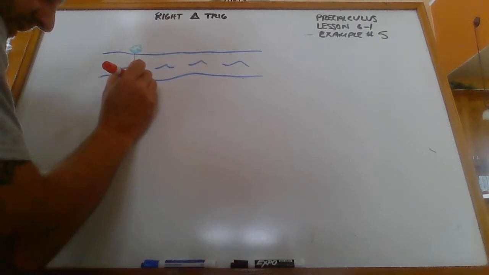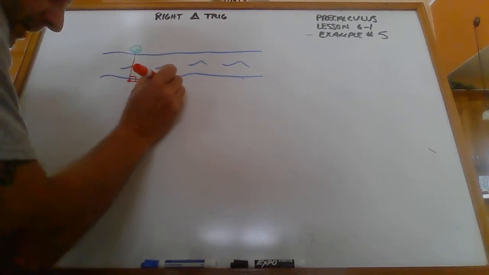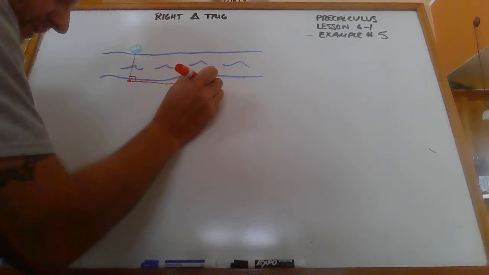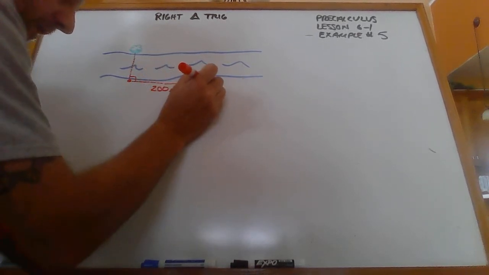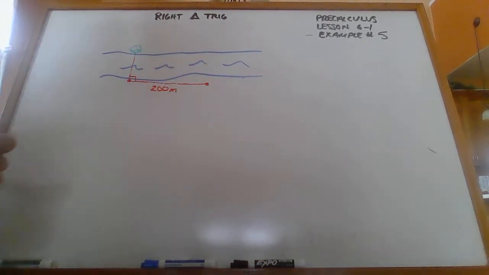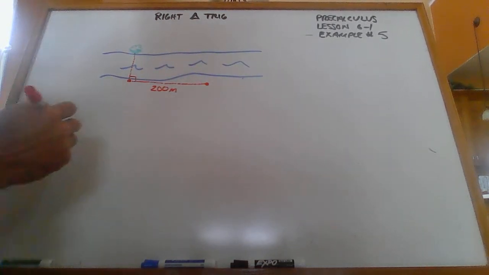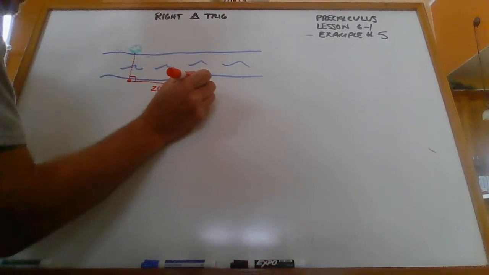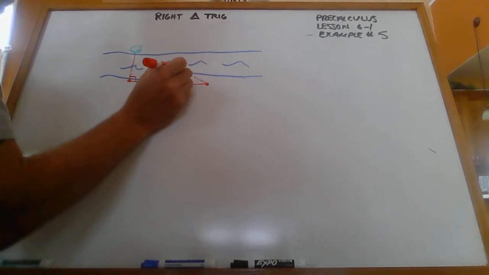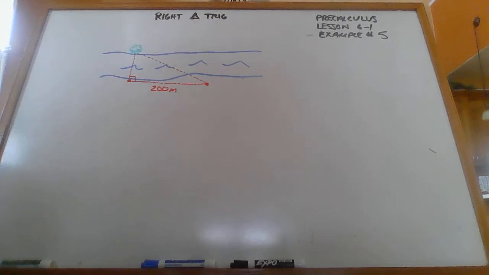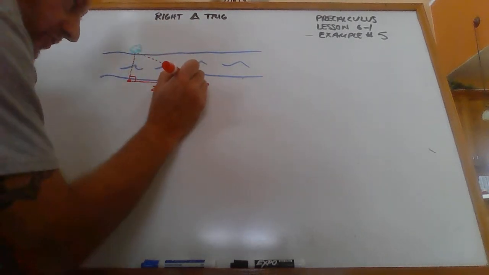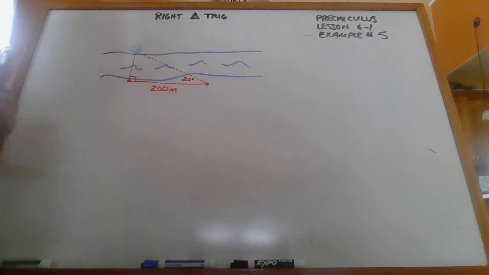And then what he does is he walks down the bank 200 meters to another point where he moves his transit to this point right here. And then he sets it up and he sights in that exact same bush right there. And then he uses his transit to measure this angle and he comes up with it's 20 degrees right there.